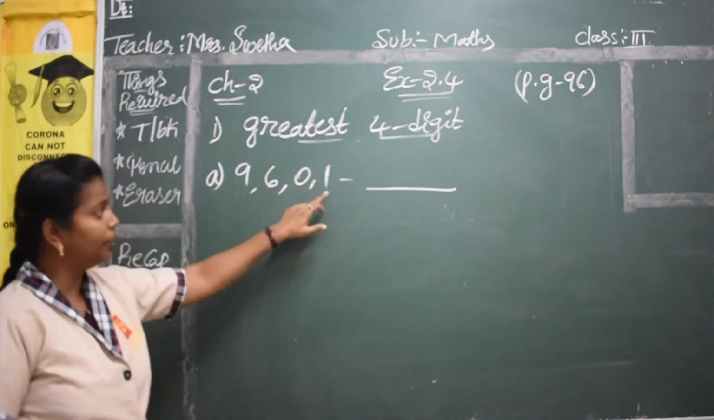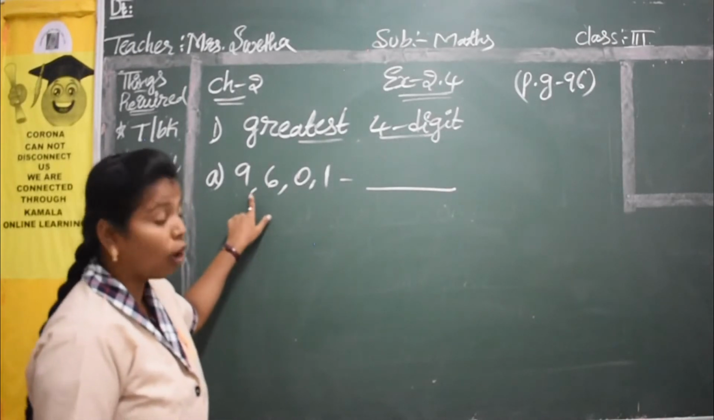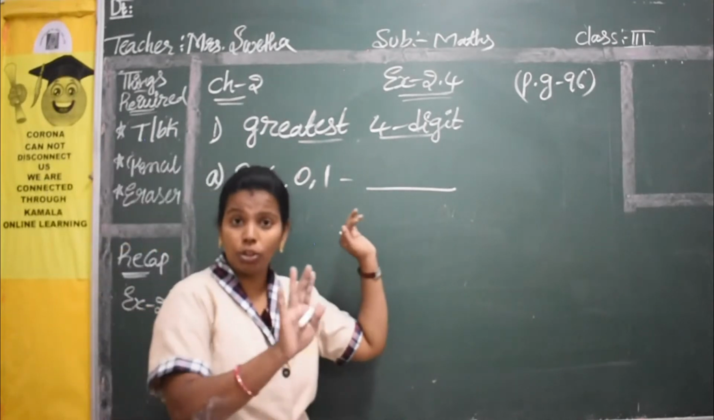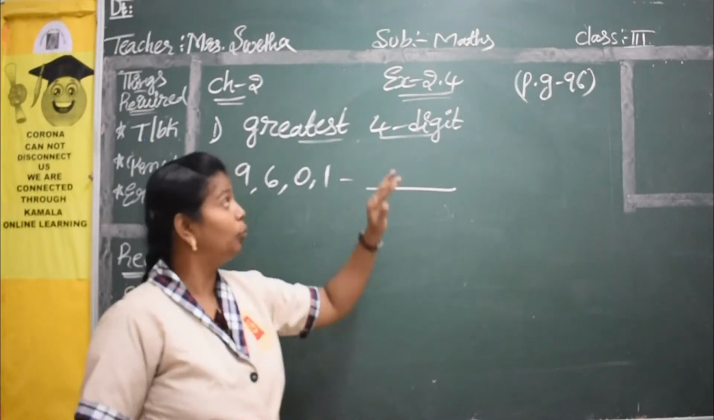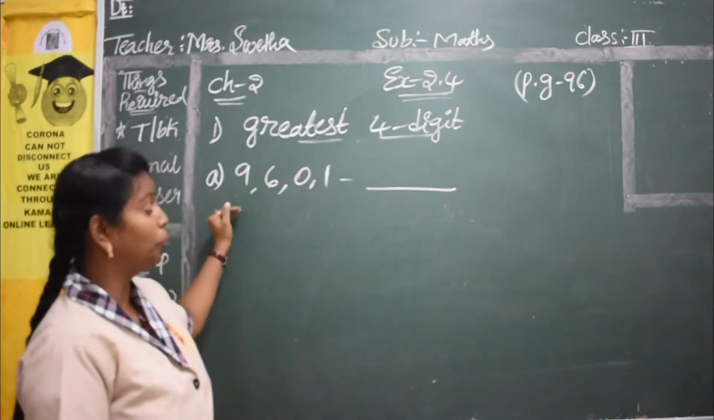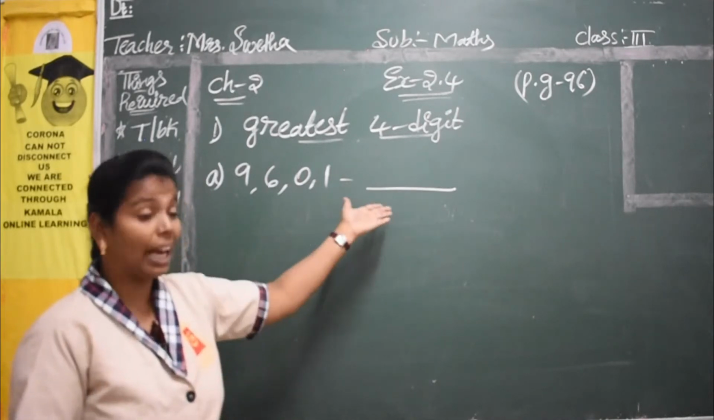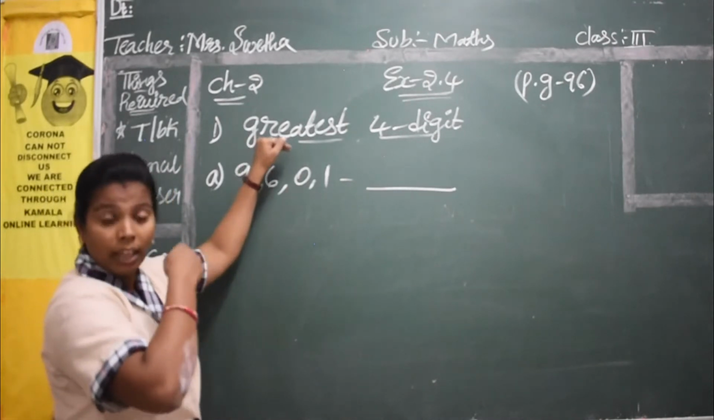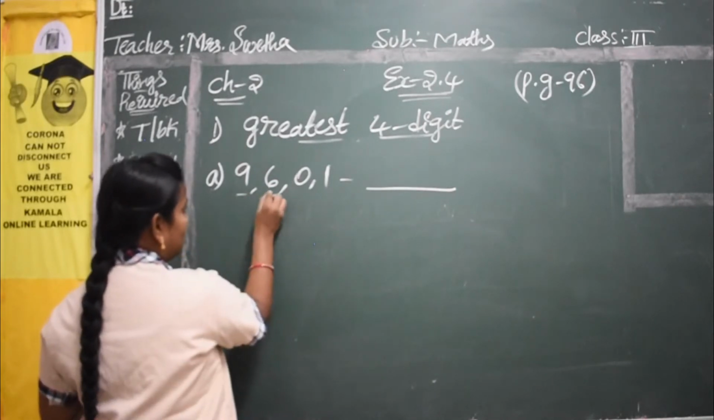Here they have given individual numbers. How can you identify that? They have kept a comma between the numbers, so they are individual numbers. When you write your answer, you should not write any comma between the numbers. You have to write the complete number together, then only it will become a 4-digit number. As you are making the greatest number, you have to pick the greatest number first, then arrange the numbers in the greatest form. So 9, 6, 0, 1.